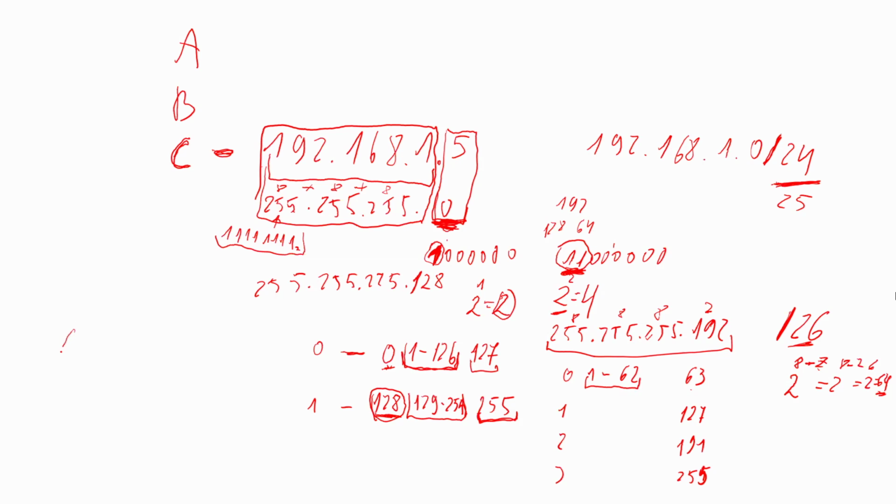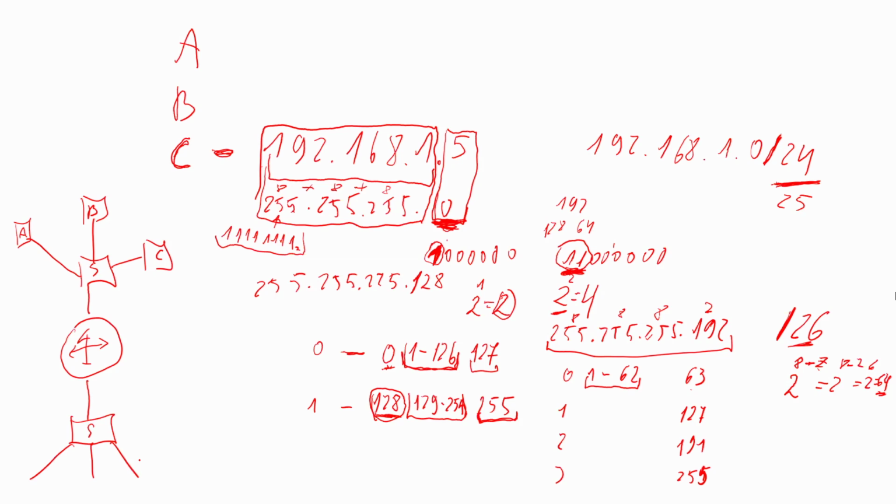For example, here is our router, here is our switch, and we connect computers to the switch: computers A, B, C. And here we have another subnet, for example, with computer A.